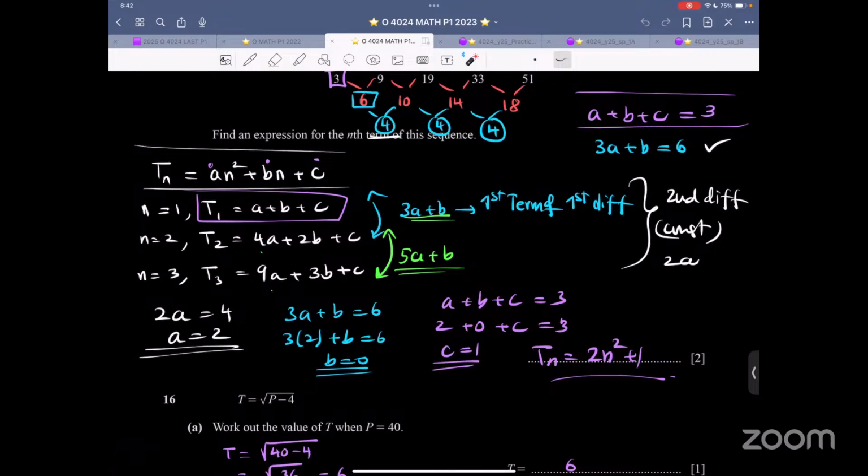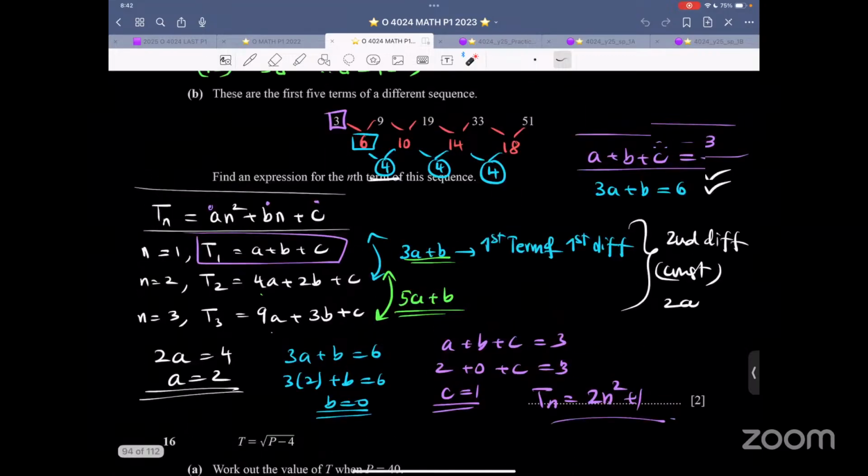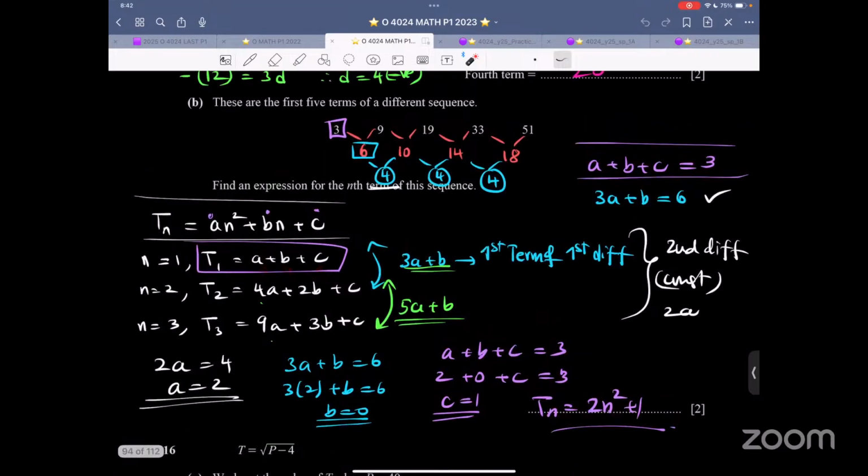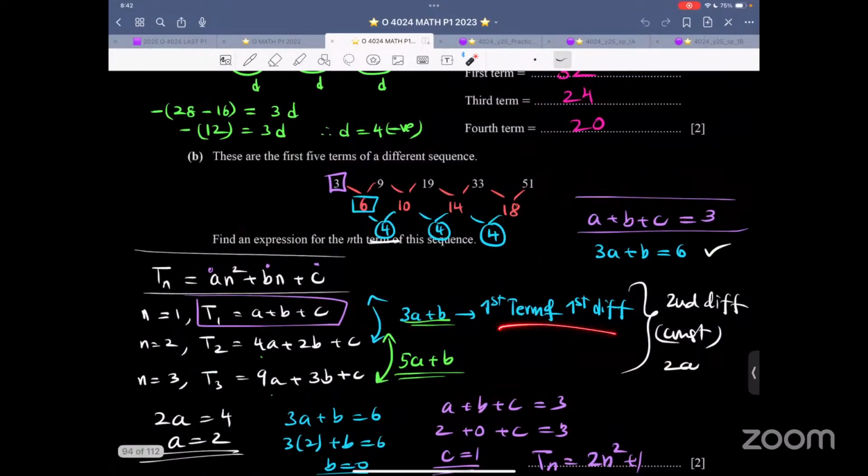N is equal to 1, T1 is a plus b plus c. N is equal to 2, T2 is 4a plus 2b plus c. N is equal to 3, T3 is 9a plus 3b plus c. So therefore, the difference between these two is 3a plus b. That is the first term of first difference. First term of first difference is what? That is 3a plus b. The first term is what? A plus b plus c. And the difference between these two is the second difference, which is a constant, which is 2a.